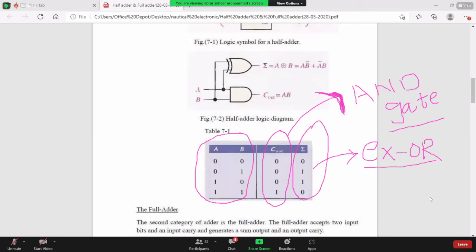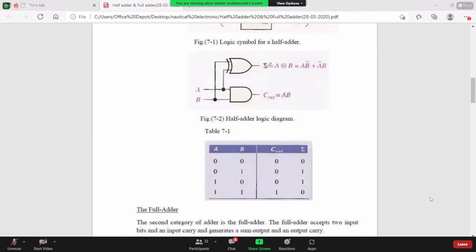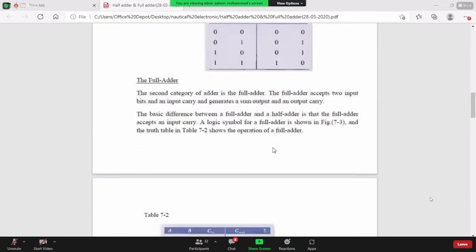Okay, so next we'll see what the full adder is. The second category of adder is the full adder. The full adder accepts two input bits and an input carry and generates a sum output and an output carry. The basic difference between the full adder and the half adder is that the full adder accepts an input carry.